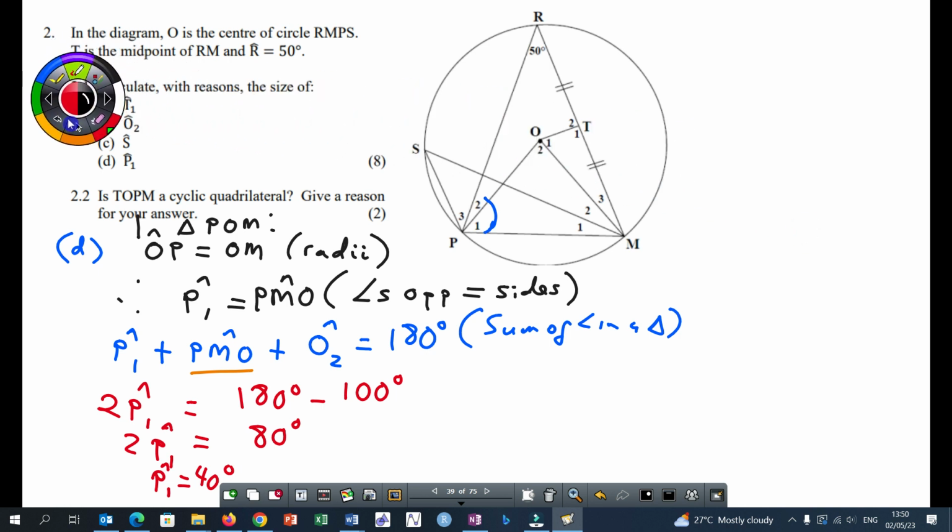Please be aware that we are calculating P1. So P1 is going to be 40 degrees. So this angle here is 40, and that angle there is 40. And this one is 100, and this one is 50 degrees. Then 2.2 is one of the reasons why I gave you this question, is TOPM. Okay, before we move on, is there anybody who has got any questions so far?